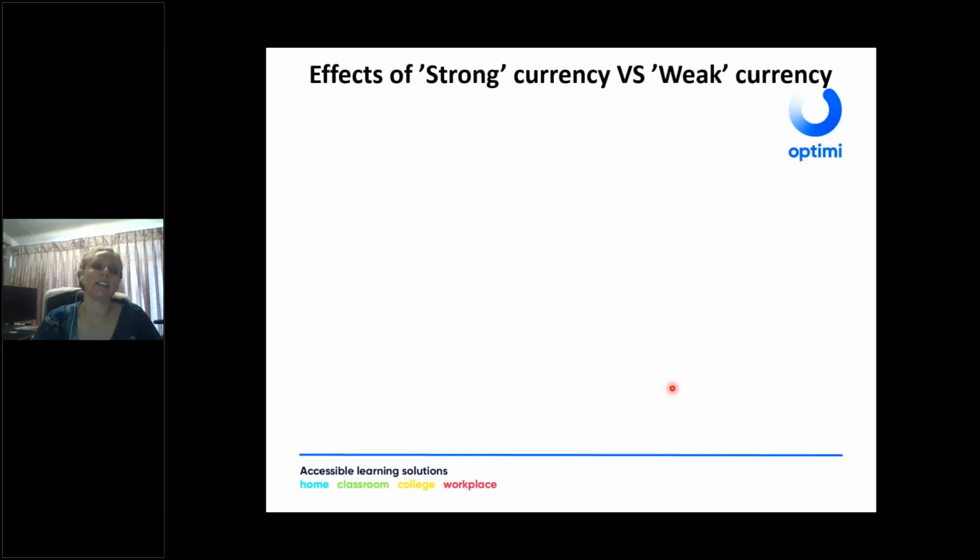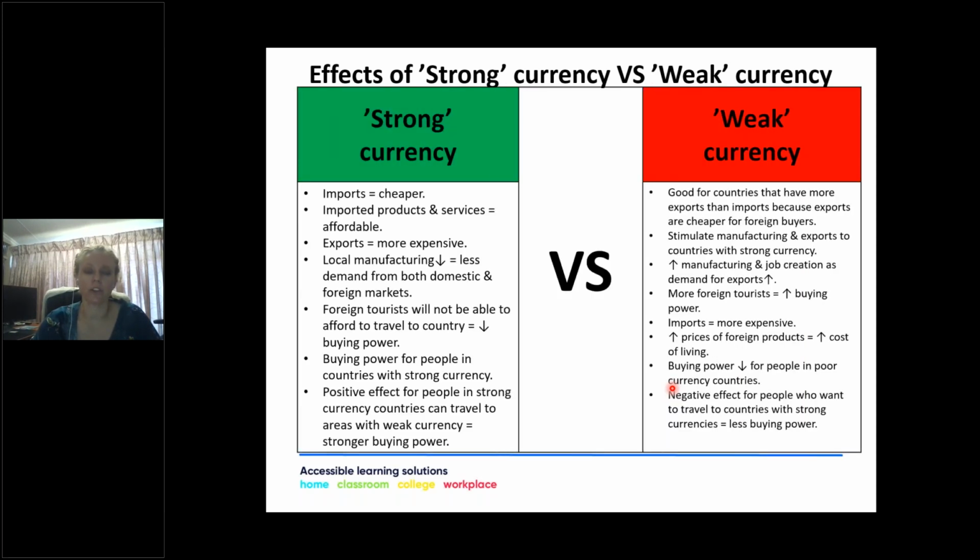Then we also look at the effects of a strong currency versus a weak currency. So this is when we look at it internationally. So a strong currency versus a weak currency.